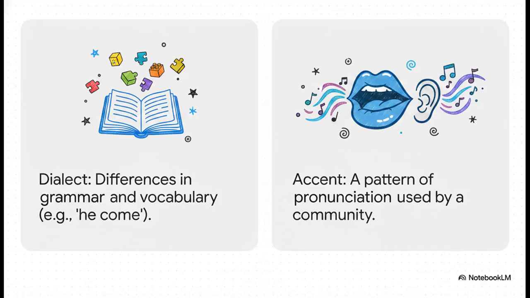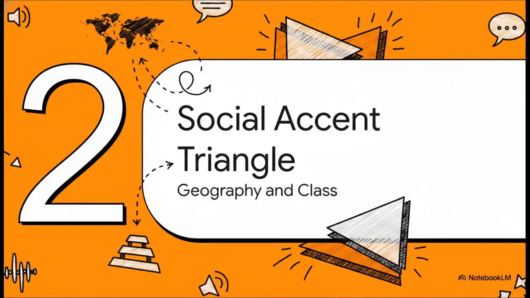Now, we honestly tend to use these two words interchangeably, but linguistically speaking, they are totally different beasts. A dialect is all about differences in grammar and vocabulary. Think of someone in East Anglia dropping the S on third-person verbs, saying he come or he do. An accent, though, is strictly about pronunciation and sounds. It's the vowels, the consonants, the rhythm. So the golden rule to remember here is dialects change the rules and the words, but accents only change the sounds.